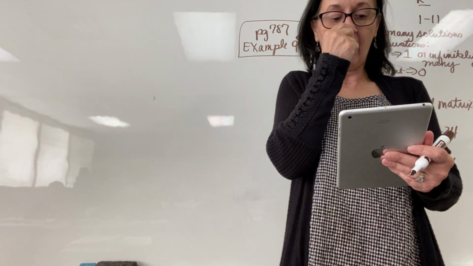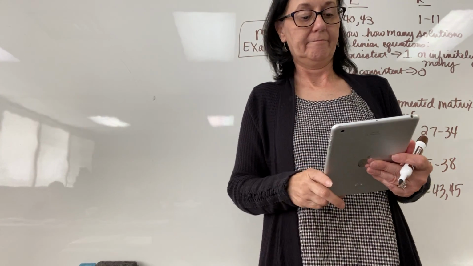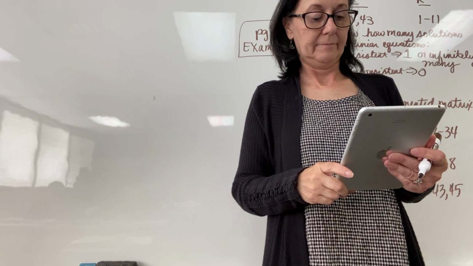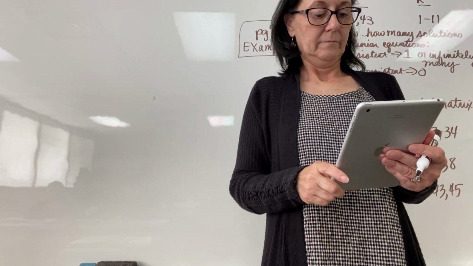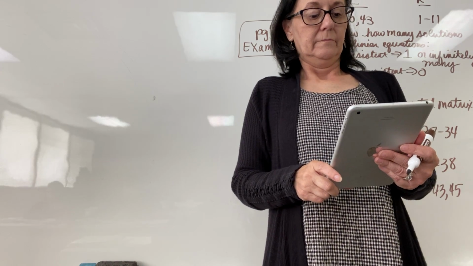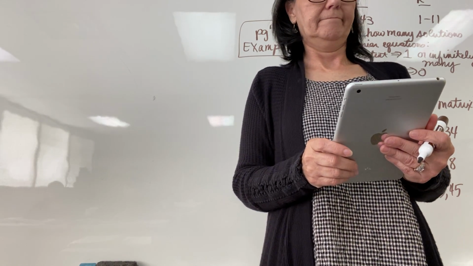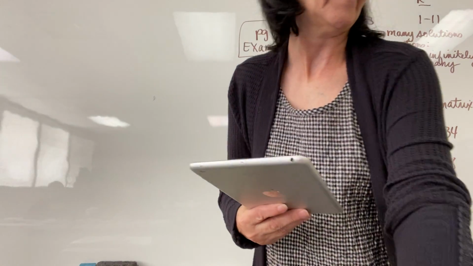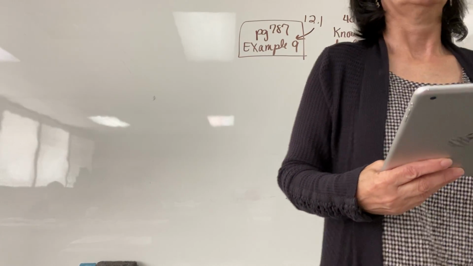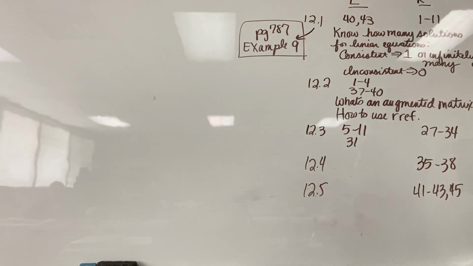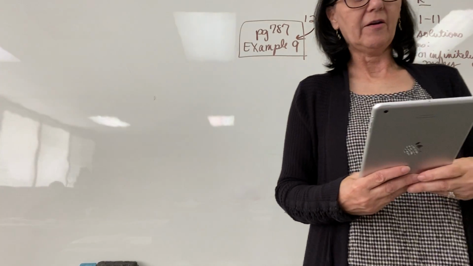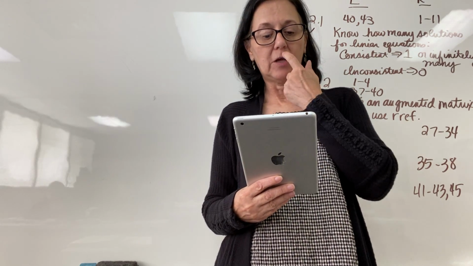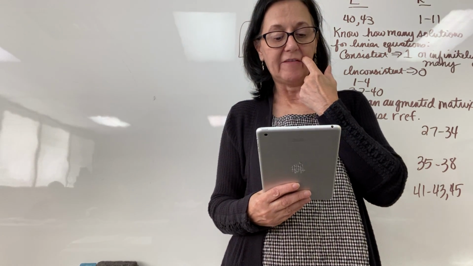Number 3, how are you going to solve number 3? Anybody? Multiply the first equation by 4 and the second one by 3. Okay, first one by 4, second one by 3. Make one of them negative, right? Change all the signs. What about number 5?